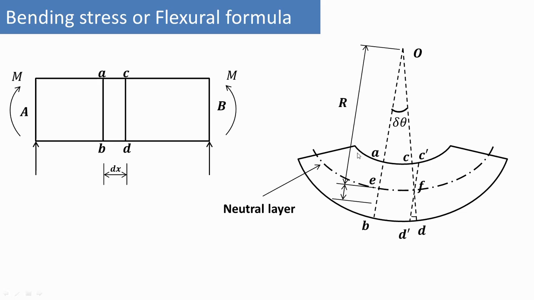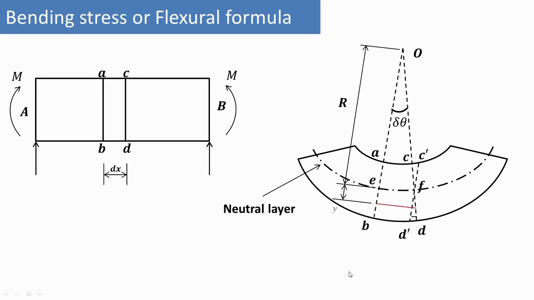So these are all the layers which are over here. This is in compression. The layer below it is also in compression, whereas the layers below this neutral layer will be in tension. Now you can see AC is shown and it is in compression, whereas BD is in tension. Now draw a line parallel to this AB, that is C'D', that will pass through the neutral axis at point F. So EF is the small elementary length on the neutral axis.